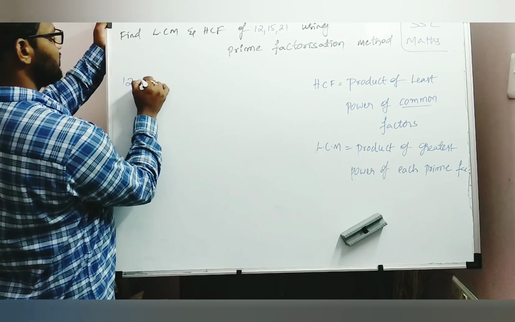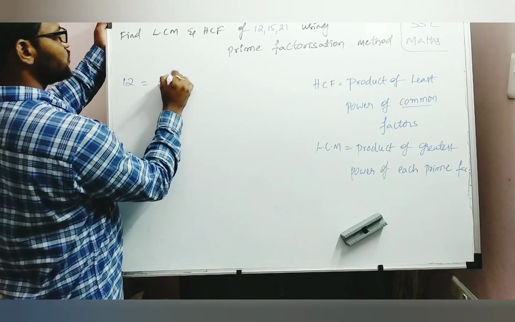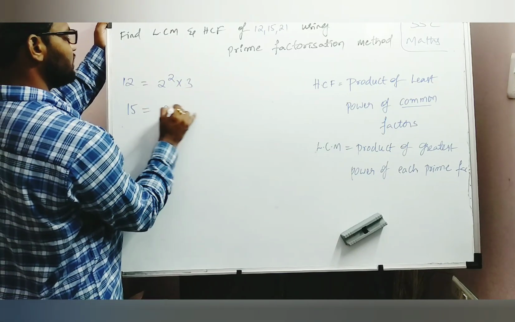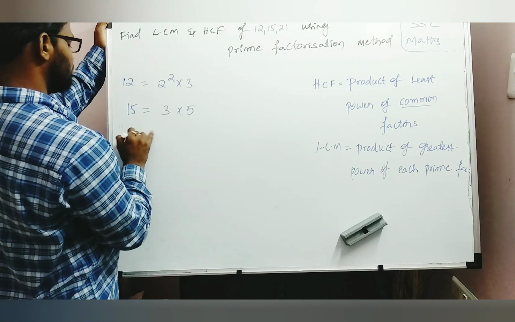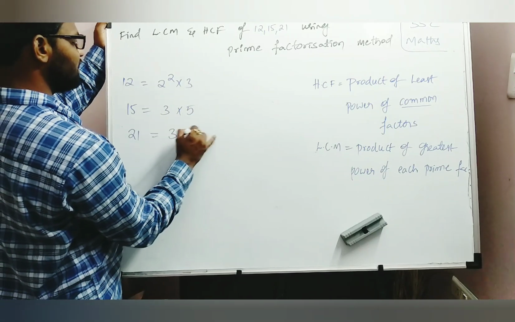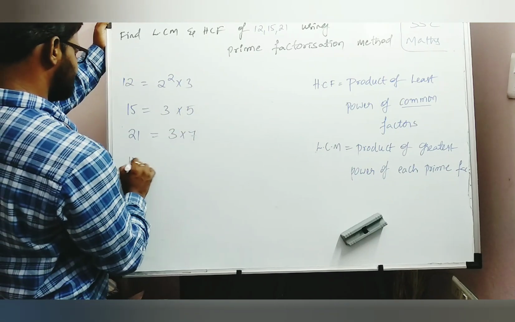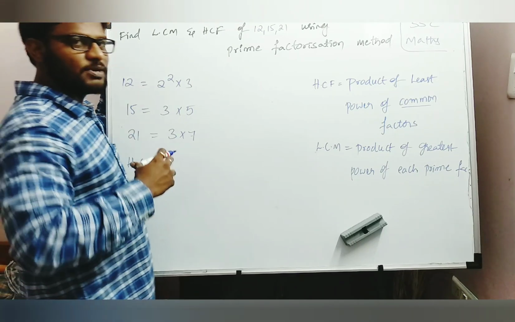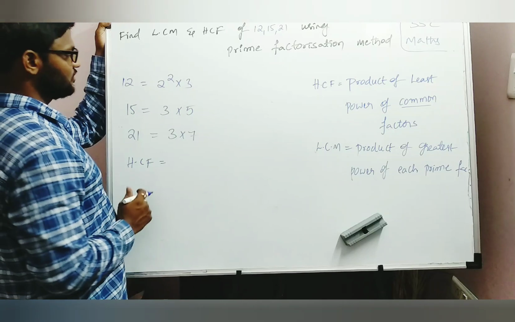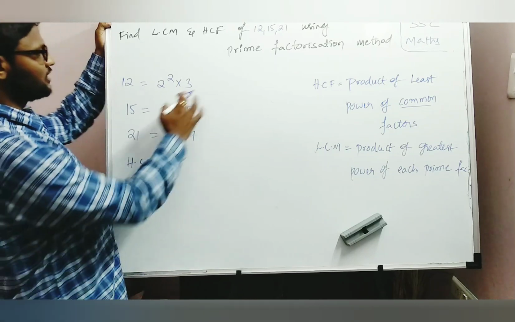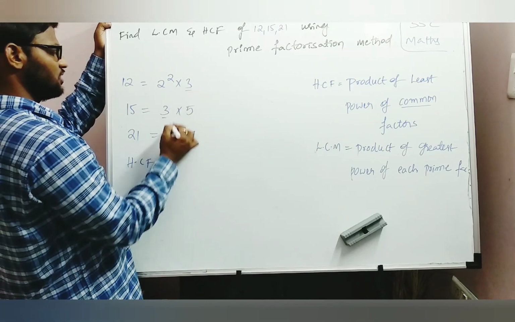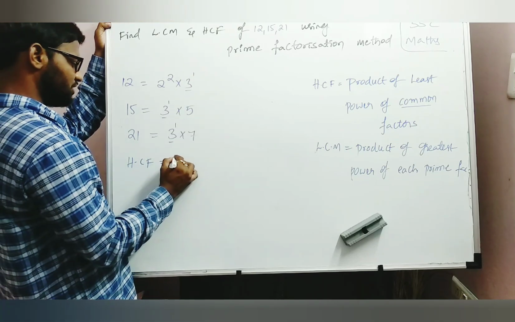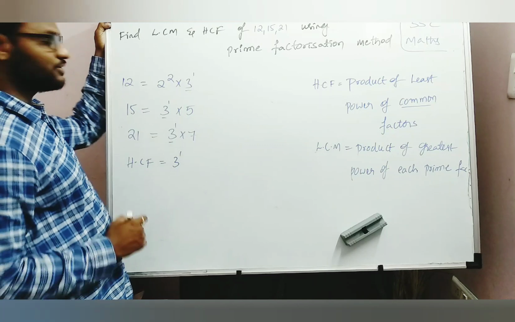Let's see. 12 we can write 2 square into 3. 15 we can write 3 into 5. 21 we can write 3 into 7. So in HCF we will take only common factors with least power. So what is a common factor? 3 is common with least power. So least power is 1. So 3 power 1. So HCF equal to 3.